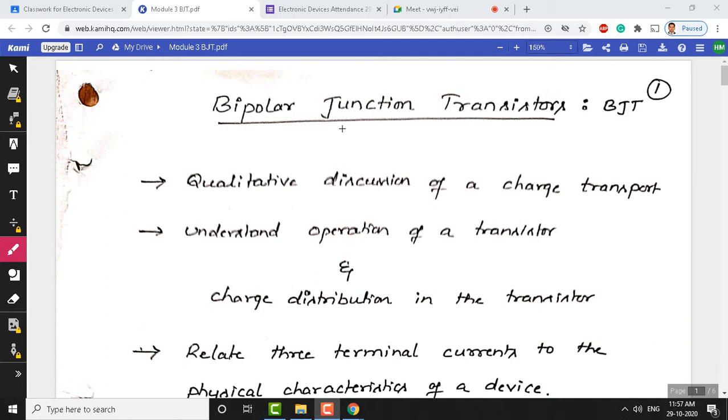If you look at the history, this device was invented in the year 1949, and today you can see that most electronic systems contain bipolar junction transistors. Without this, you cannot do any functions. You cannot implement electronic systems, particularly without the bipolar junction transistor. Shortly, we abbreviate bipolar junction transistor as BJT.